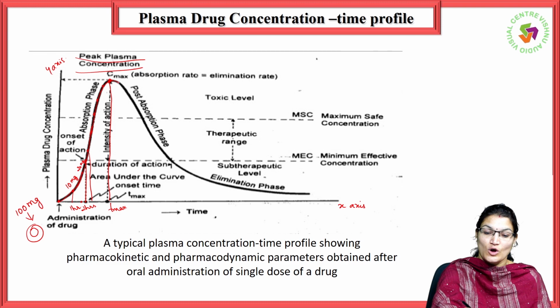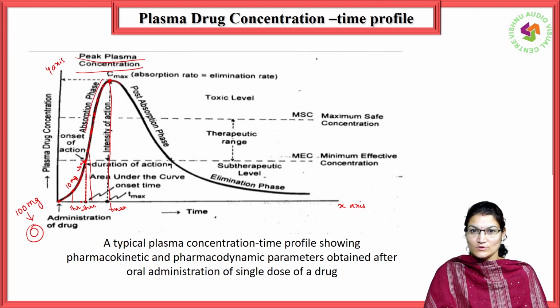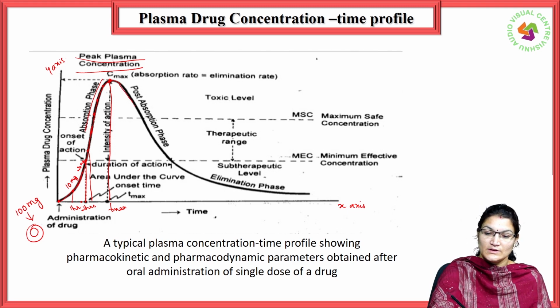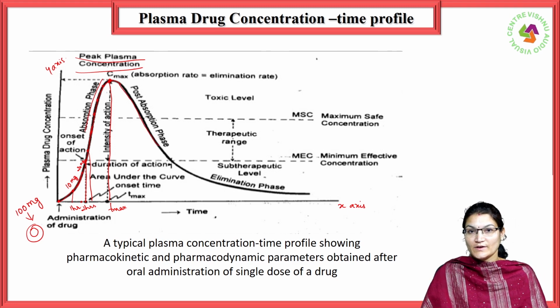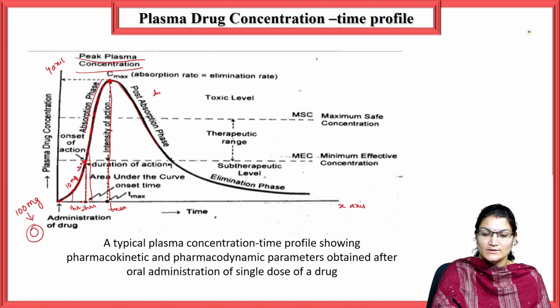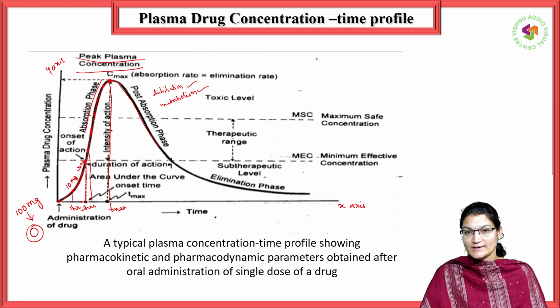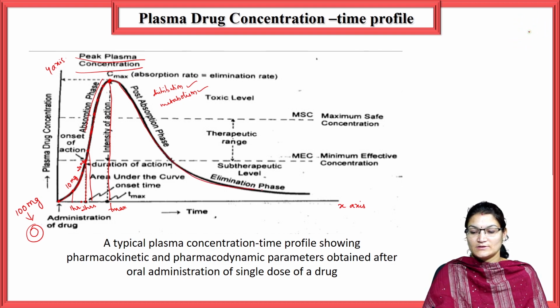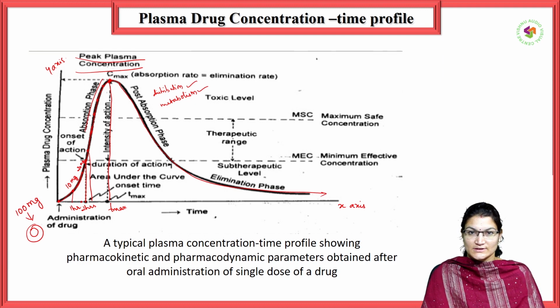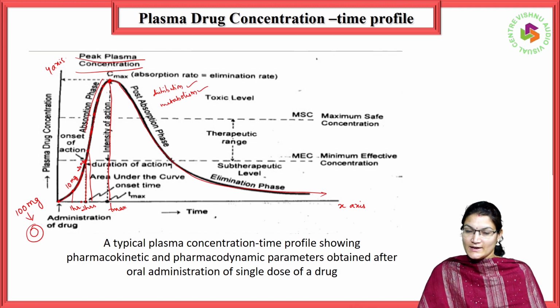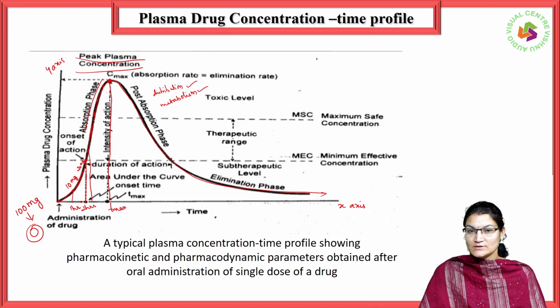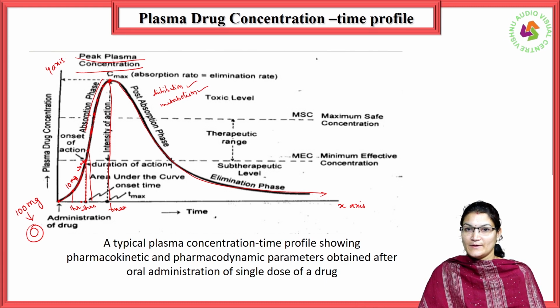Then, we call this the absorption phase. To the left of the Cmax, you have the absorption phase. To the right of the Cmax, you have the post-absorption phase, where you can see distribution as well as metabolism of the drug. Once the distribution and metabolism of the drug is done, it enters the elimination phase through various organs, as we discussed earlier, kidneys as well as intestine. So we have the absorption phase, post-absorption phase and also the elimination phase.